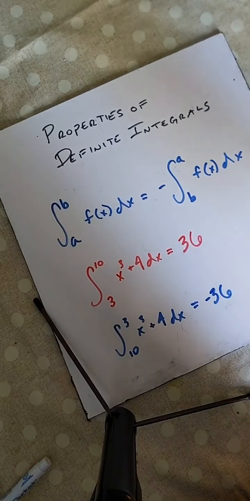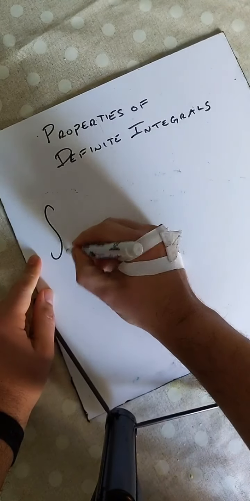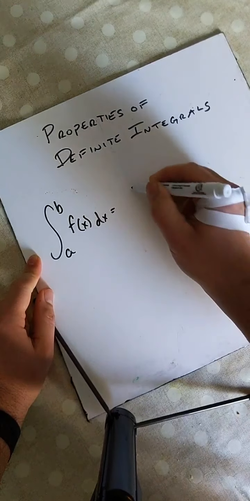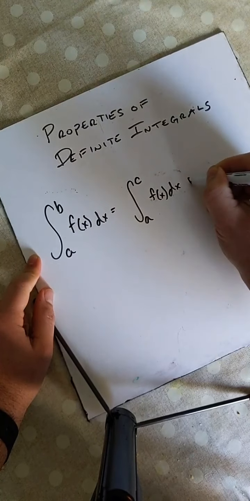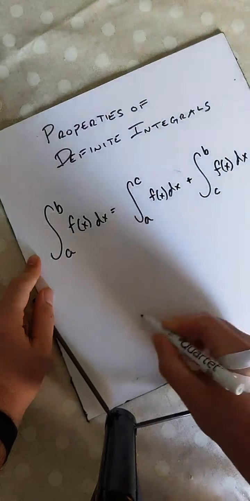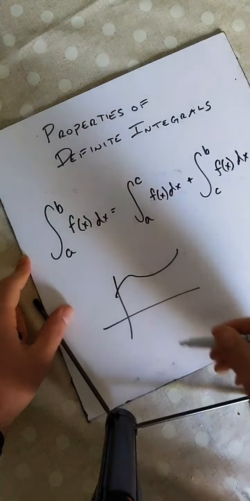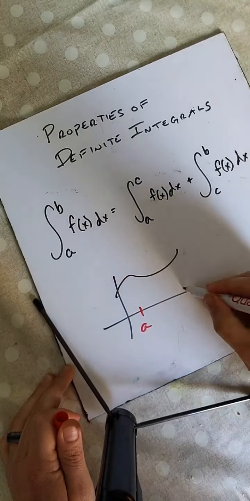We have another property that we'll go over in more detail tomorrow, but we'll just talk about it today in these notes. It is the integral from a to b of f of x dx is equal to the integral from a to c of f of x dx plus the integral from c to b of f of x dx. What this means is, say I have a function and I'm trying to find the area underneath the curve from point A to point B.